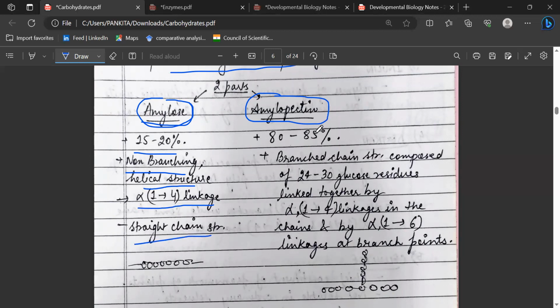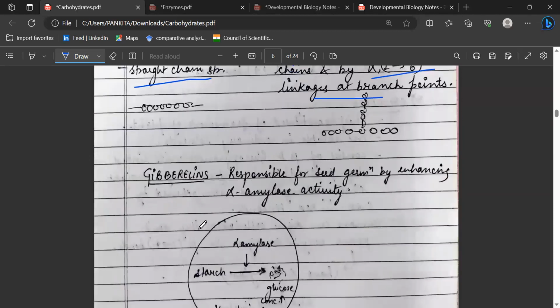Coming on to amylopectin, 80 to 85% is amylopectin. It's a branched chain structure and 24 to 30 glucose residues are linked together by alpha 1,4 linkage in a straight chain, and at the branch point there is alpha 1,6 linkage.